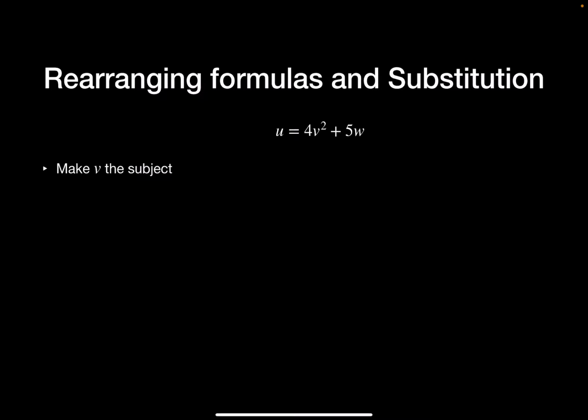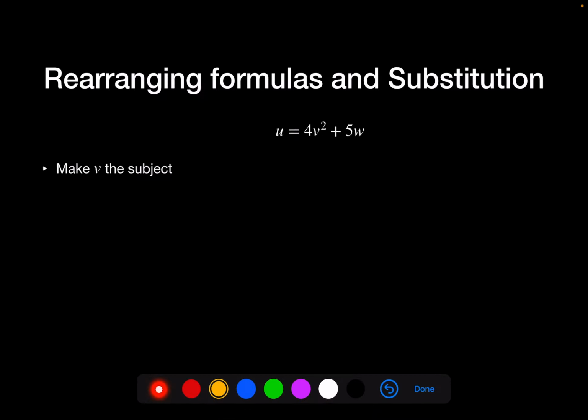Let's move on to the next bit, which is rearranging formulas and substitution. So firstly, we want to make v the subject. We need to know what this question wants in the first place. This question wants us to find out what v is equal to. So it wants us to write this equation in the form v equals something. So how do we do that? Let me rewrite this equation down first.